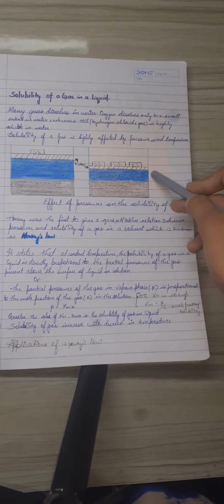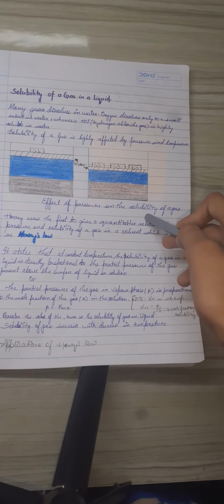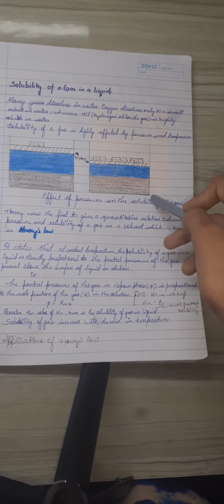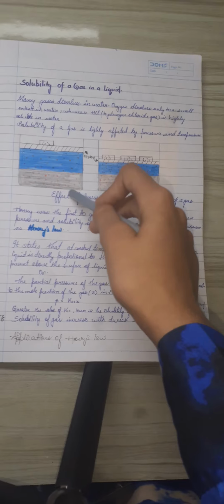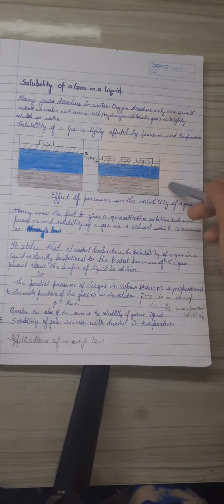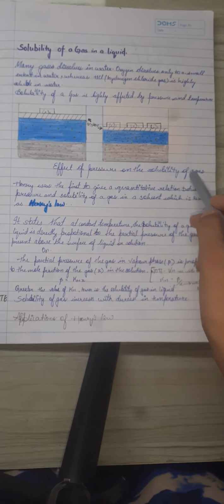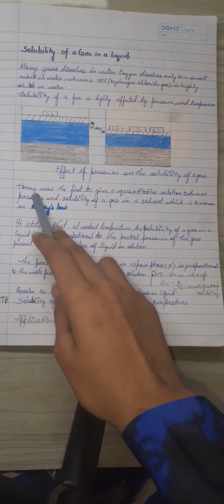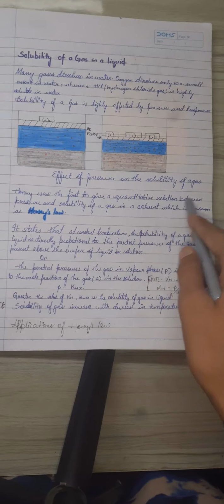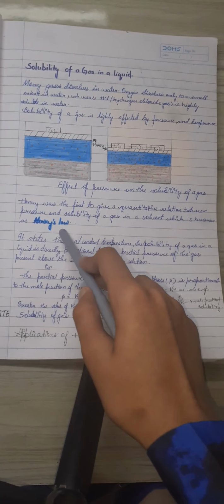Then this will increase the solubility of the gas until the new equilibrium is attained, resulting in the increase of pressure of a gas above the solution and the solubility will be increased. So, when we compress it, the number of moles per unit volume will increase. This will increase the solubility of the gas. Now from this observation we have a scientist called Henry. Henry was the first to give a quantitative relation between pressure and solubility of a gas in a solvent, which is known as Henry's law.